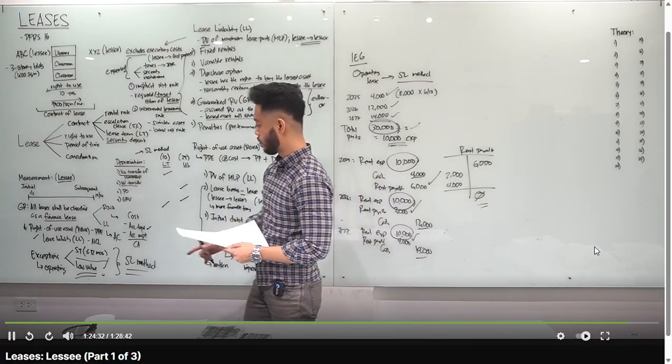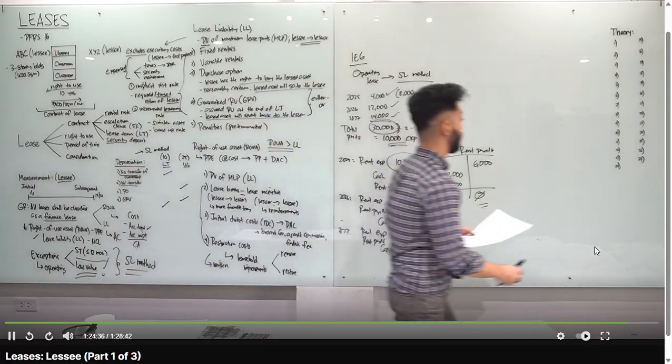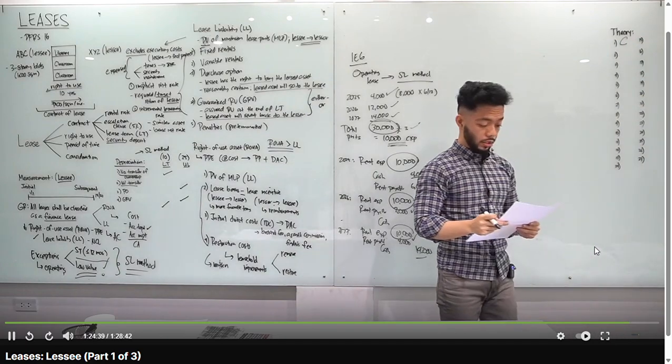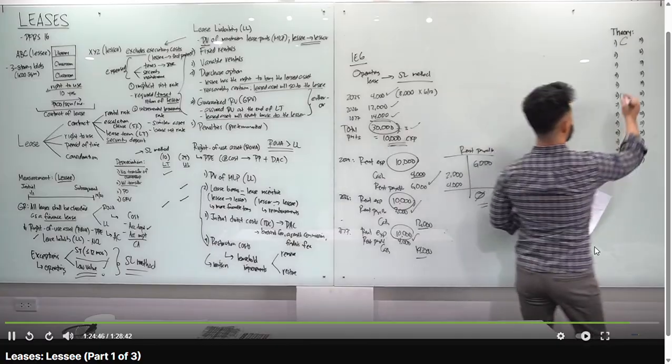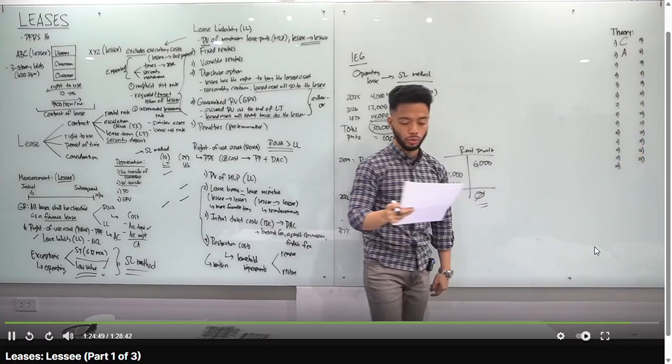O yun, letter C yan. Both short-term and low value. Letter C for theory number 1. Number 2, a short-term lease is defined as 12 months or less. Ito siya, 12 months or less, letter A for number 2. Number 3, which statement is true about low value lease?